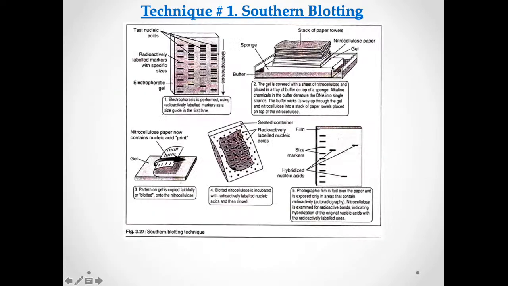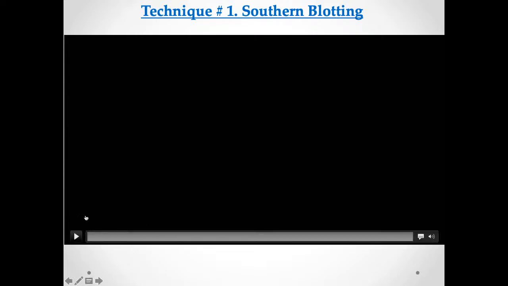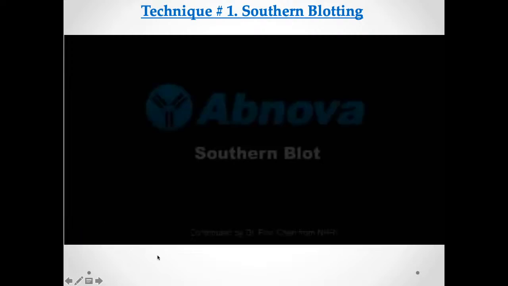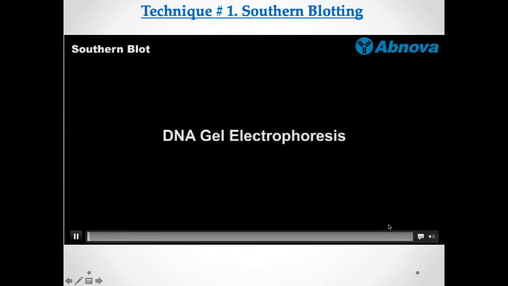So here we can see that this is your DNA run over the electrophoresis, and then you transfer it over the nitrocellulose membrane, and then you put on the radioactive labeled nucleic acids, then you recognize it with X-rays. It could be used to detect many diagnostic diseases, monoclonal leukemia, sickle cell mutations, and many more. So let's see how this is done practically in the lab in Southern blotting. There will be no sound for that, but just read the subtitles at the bottom.